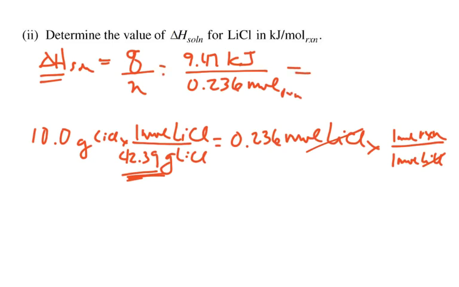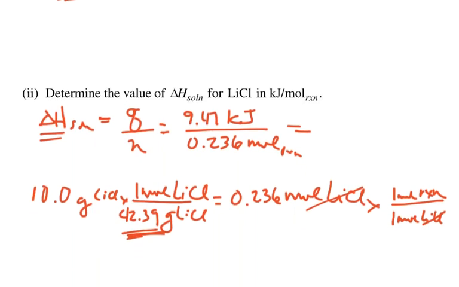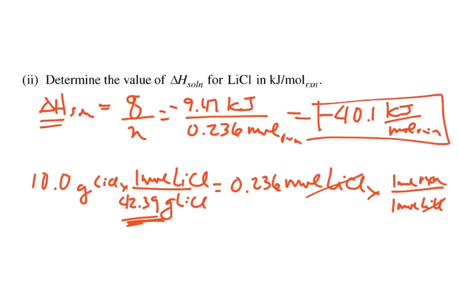Now the last little piece we need to do besides the answer is look at the sign. If we're doing delta H's, we've got to look at the sign. We're talking about something that started at 15 degrees and went up to 35 degrees. So the delta H of this solution process is exothermic. It is going to give off energy, so we're going to get a negative value. So we could officially say this is negative 9.47 kilojoules. With my negative value, if I put my numbers in, I'm going to get 40.1 kilojoules per mole of reaction. And that is my final answer.